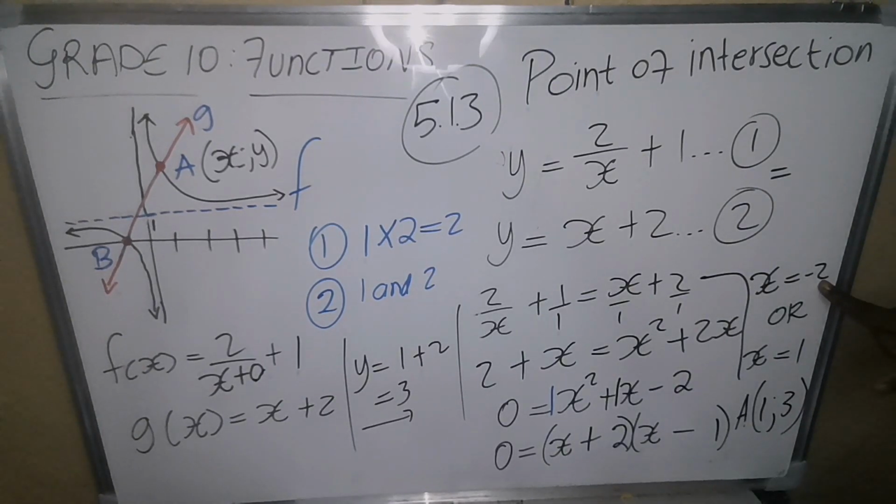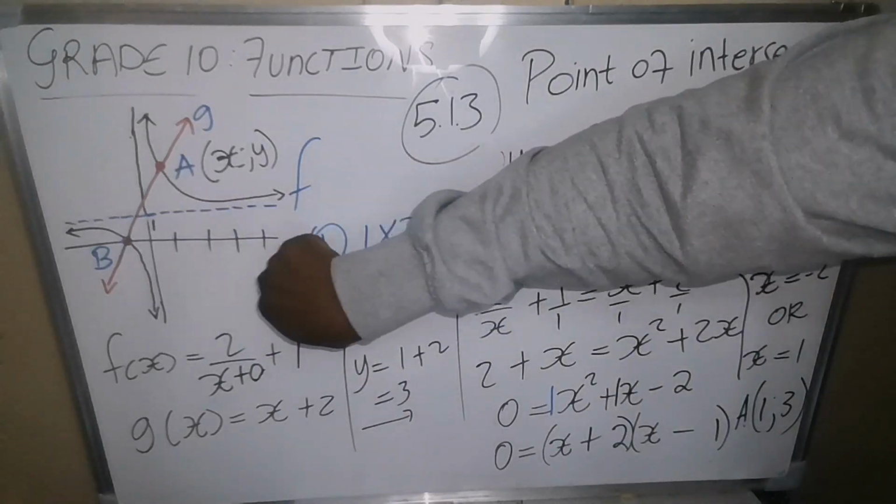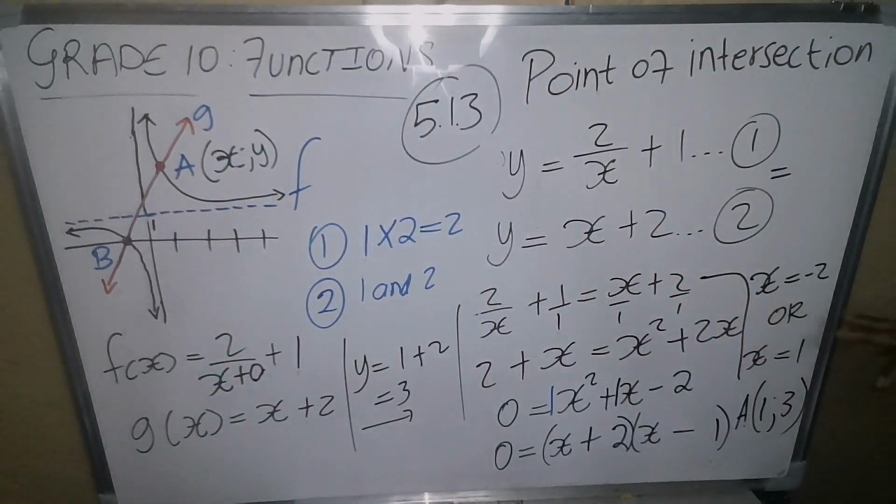x cannot be equal to negative 2 because the x coordinates in this part are positive. This negative 2 is the x coordinate of B. We just found out that B is negative 2, and hence we don't need the negative 2 here.